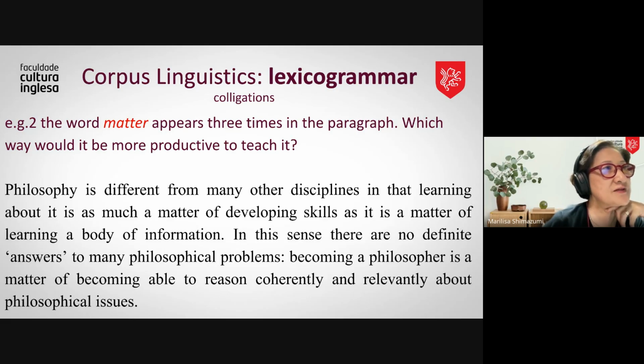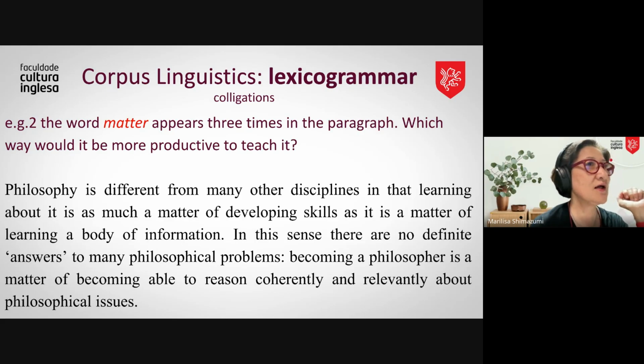I'm going to read it here. Philosophy is different from many other disciplines in that learning about it is as much a matter of developing skills as it is a matter of learning a body of information. In this sense, there are no definite answers to many philosophical problems. Yeah, we know that. Becoming a philosopher is a matter of becoming able to reason coherently and relevantly about philosophical issues. Guys, did you find the word matter 3 times? How is it used? How would we teach it in a more productive way?